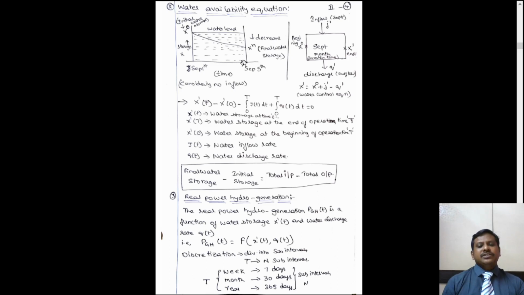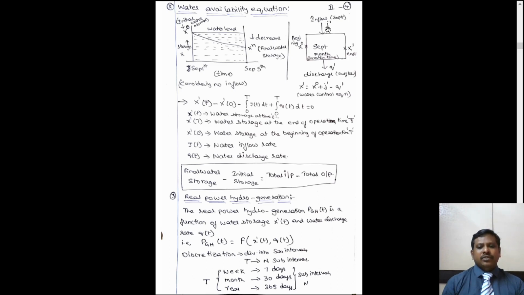So there is a change. Whatever the level is at 7 p.m., we are taking as an interval from 6 a.m. to 7 p.m., and 7 p.m. is considered as the final water storage. If you consider from 6 a.m. to 7 p.m., okay.